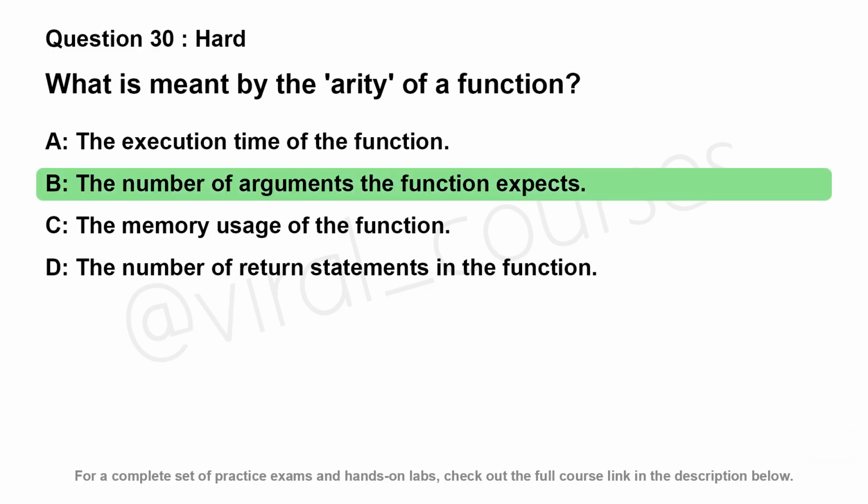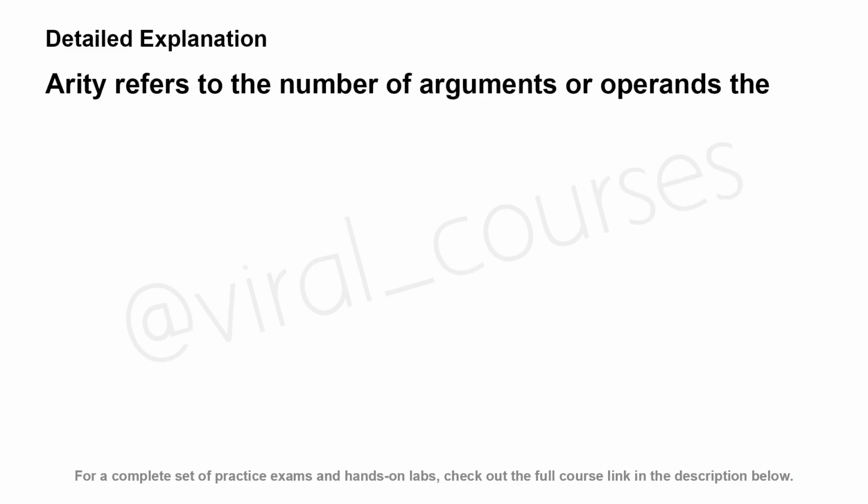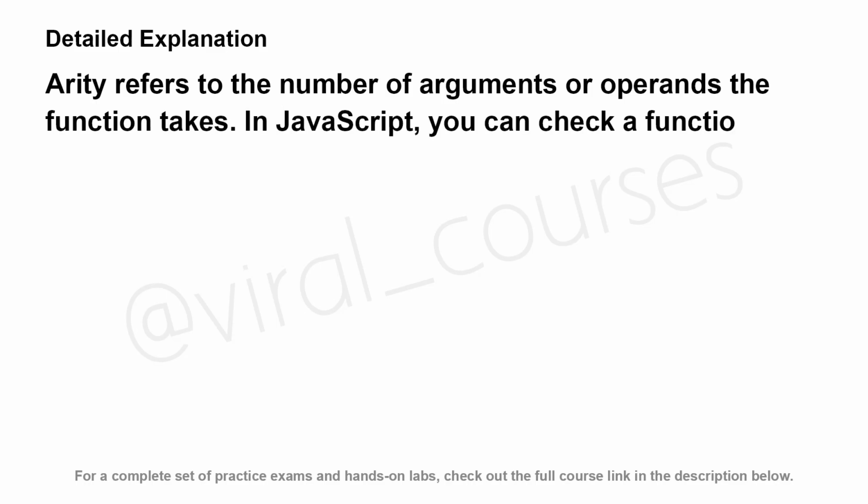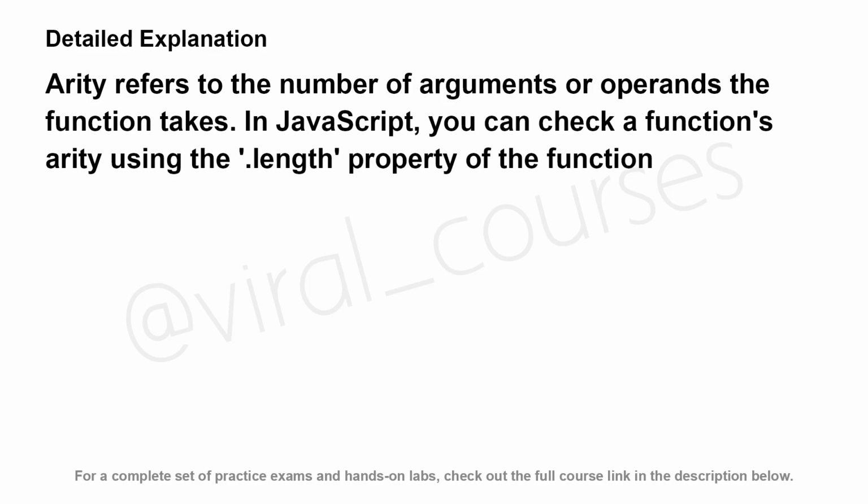The correct answer is B. Arity refers to the number of arguments or operands the function takes. In JavaScript, you can check a function's arity using the length property of the function object, e.g., myFunc.length.